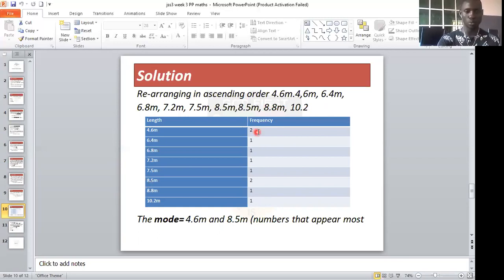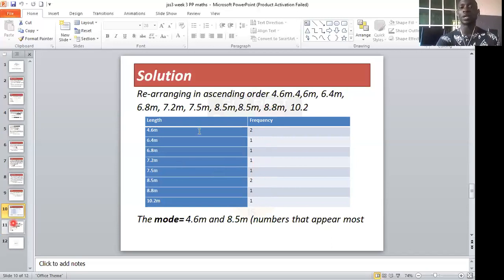Please follow this very carefully. After you have rearranged everything in ascending order, you say 2 plus 1 is 3, 3 plus 1 is 4, 4 plus 1 is 5. So 5.5 is between 7.2 and 7.5. That is 5 plus 1 is 6. So between 5 and 6, there's 5.5. So we choose 7.2 and 7.5 as the middle numbers, which are two numbers.